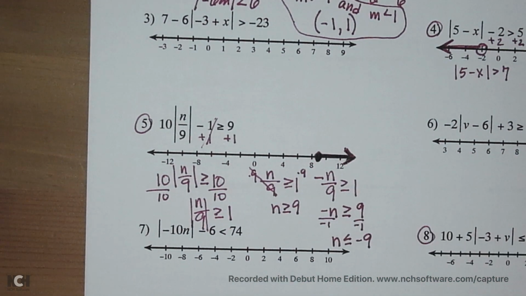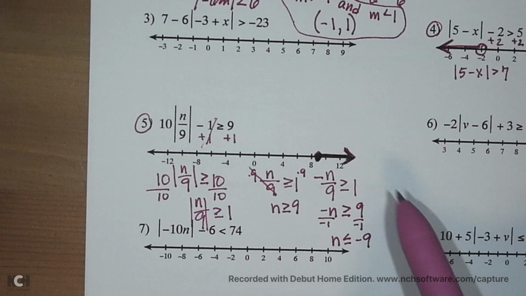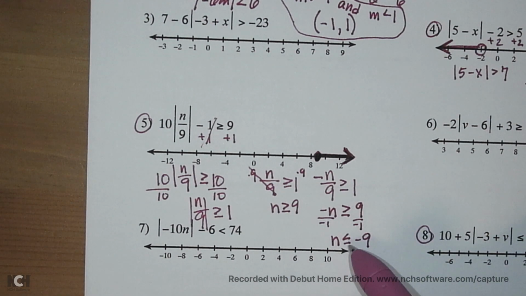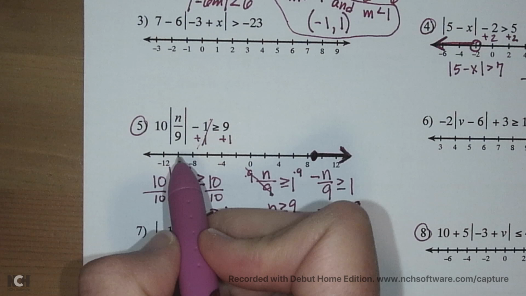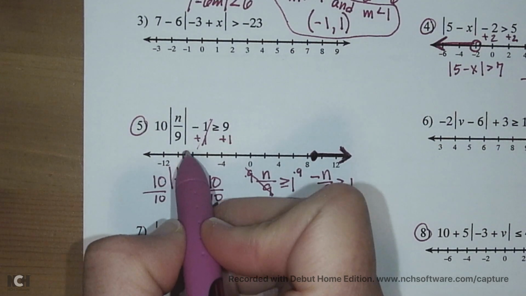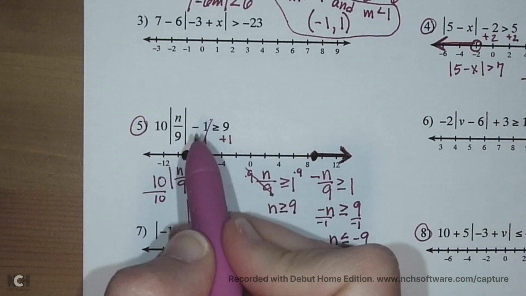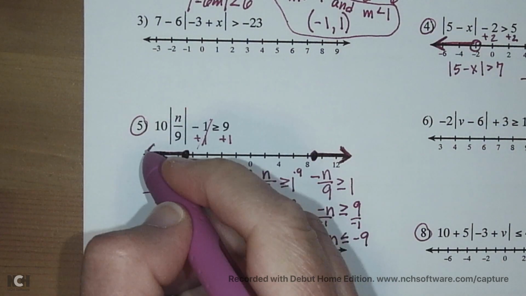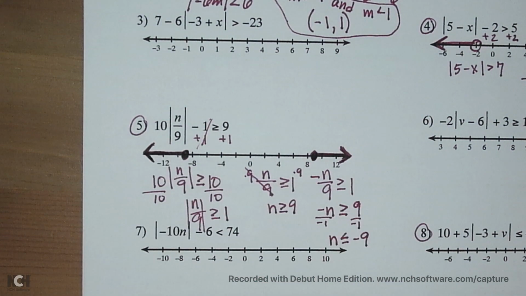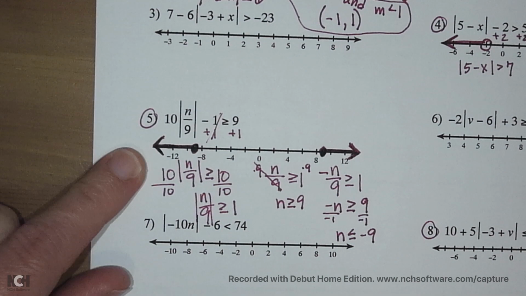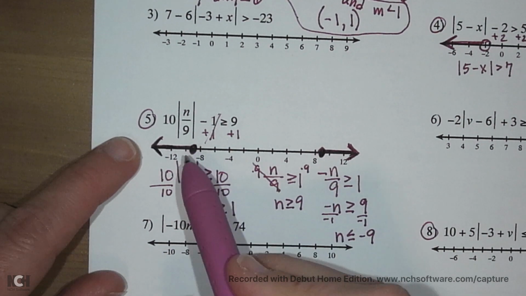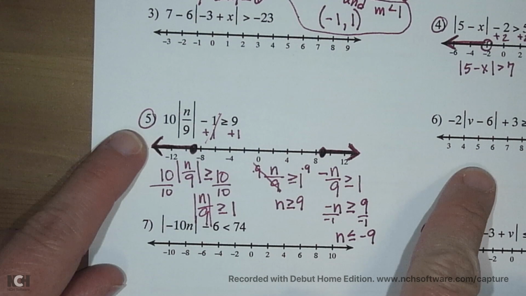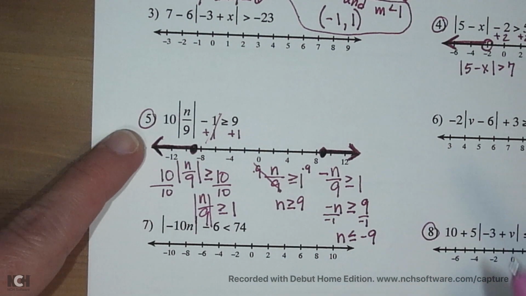Going off that way because n is bigger than 9. And we have n is less than or equal to negative 9. So let's find our negative 9. Again, a solid dot, and we're going off this way because n is less than or equal to negative 9. Once we have this, we are ready to decide if it's an and or an or. It's going off two different directions, so it's got to be an or.